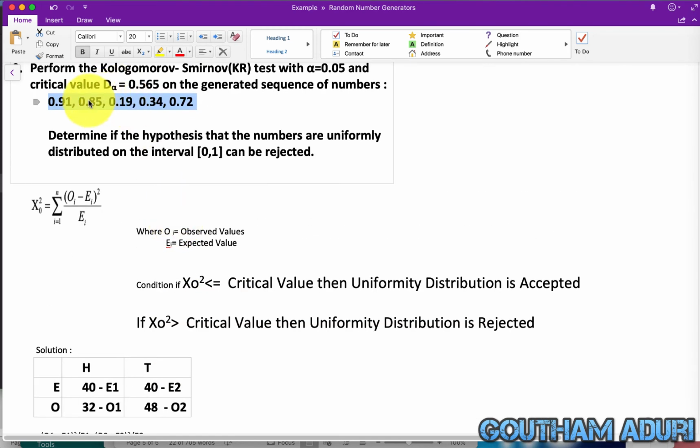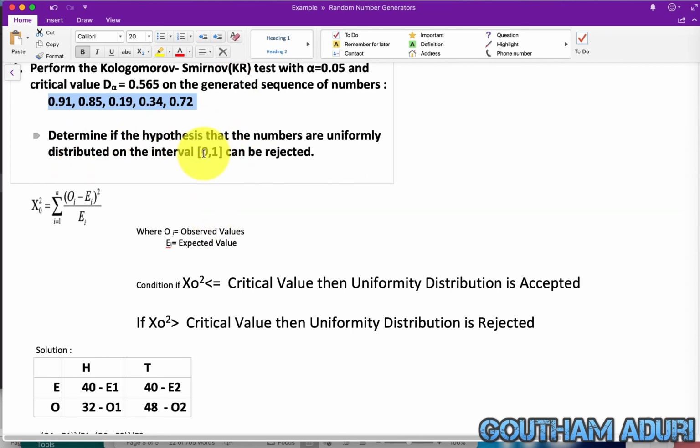First you need to put the numbers from smallest to highest, then calculate D plus and D minus, take the maximum number and compare it with the critical value. If you find it less than or equal to the critical value, then the uniformity distribution is accepted. It follows the same idea as the chi-square test. The chi-square test is for calculating the square of the numbers, and the KS test is for just checking whether the random numbers in the interval can be rejected or not.